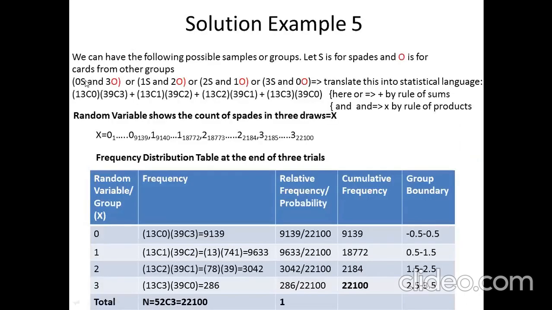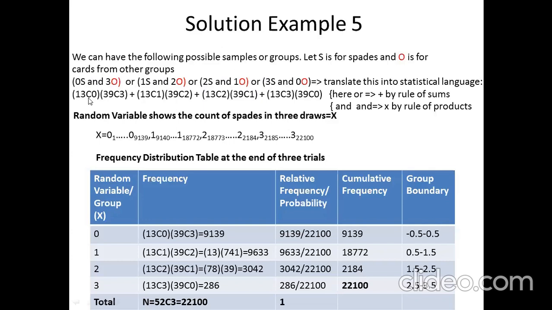So we can have 0 spades and 3 other cards. This other is indicated by red O. We can have 1 spade and 2 other cards, or 2 spades and 1 other card, or 3 spades and 0 other cards. This can be translated in this way. Now again, note this: the way this experiment is performed follows the rule of combinations, because the cards drawn do not have any repetitions, since they are taken from a standard deck of 52 cards.